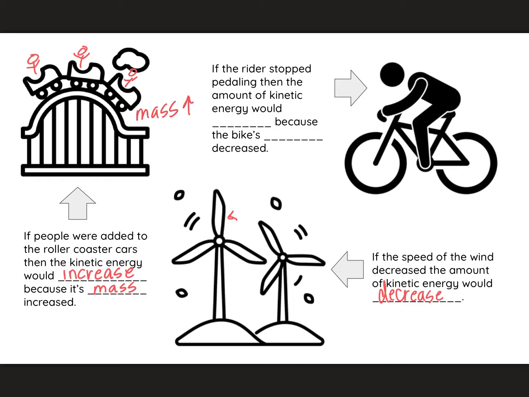All right, last but not least, let's look at the rider on the bike. If the rider stopped pedaling, then the amount of kinetic energy would do what? By stopping pedaling, the speed is going to decrease. And if we decrease the speed, then the kinetic energy is going to decrease. So let's go back to the question and fill it in. If the rider stopped pedaling, then the amount of kinetic energy would decrease because the bike's speed decreased.